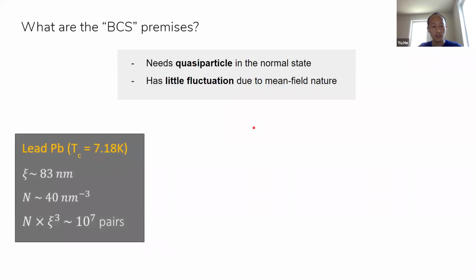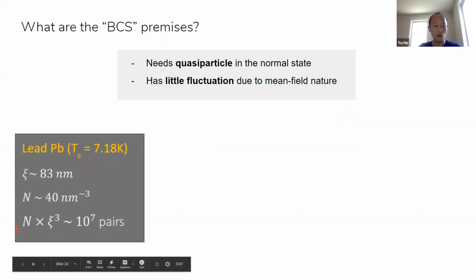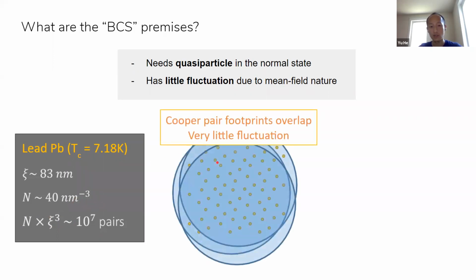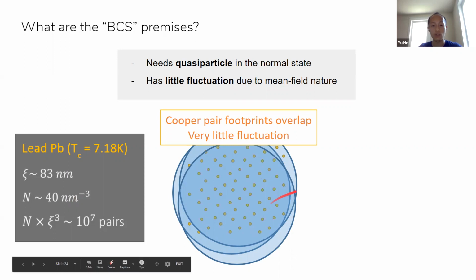A good example is lead. If we look at lead, the superconducting coherence length is about 83 nanometers. And the carrier density in lead is about 40 per cubic nanometer. Therefore, we see that within one coherence volume, we have about 10 million Cooper pairs overlapping with each other. And in this notion, the Cooper pair footprints highly overlap and there can be very little fluctuation. The phases are highly interlocked.